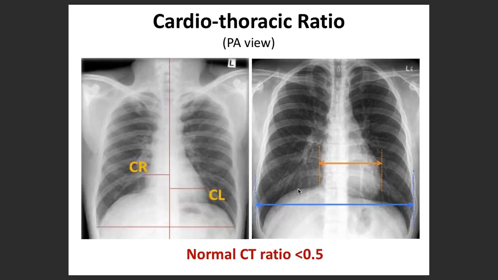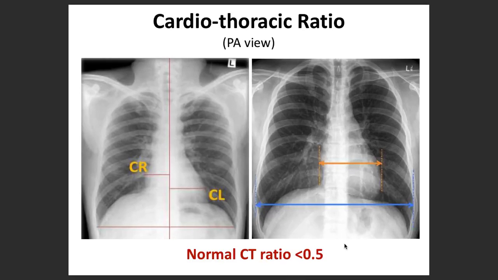The other concept which is very important is called the cardiothoracic ratio. The cardiothoracic ratio is taken mostly in the PA view only. What you try to do is draw a line from the midline and measure the distance on the right side and the left side, and try to divide them. And how much is it? So the normal CT ratio is less than 0.5.